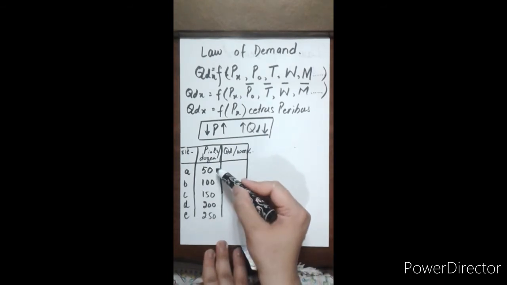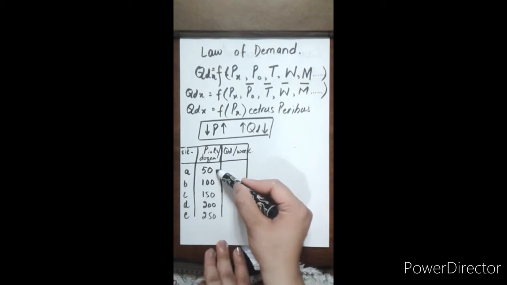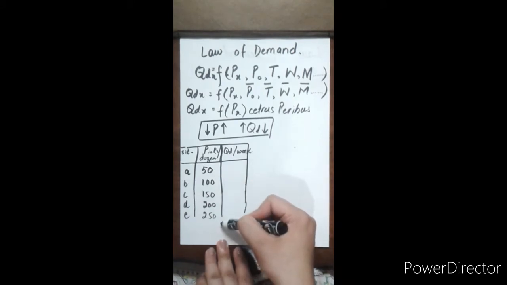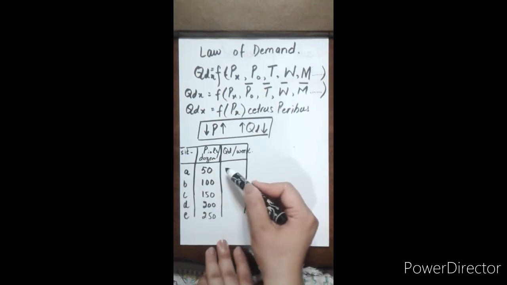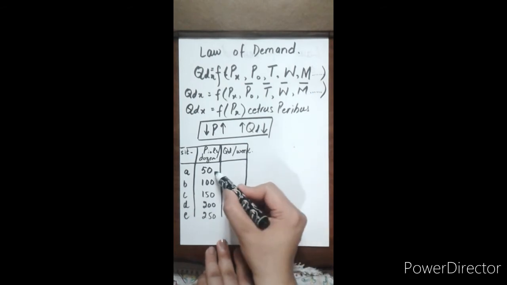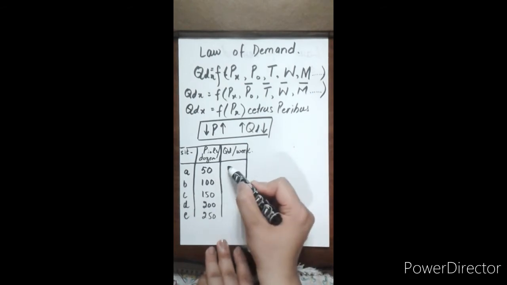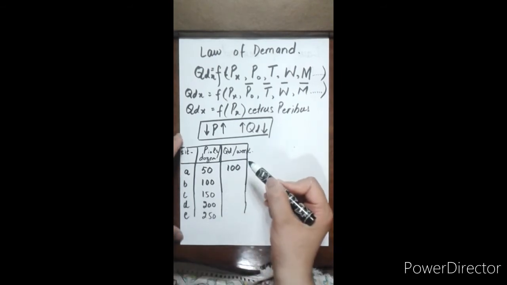Now suppose I am consuming eggs, my behavior is definitely going to change when its price is rupees 50 and when it rises to rupees 250. At lower prices I will tend to buy more, or the whole community, all the consumers, will tend to buy more. So let's say at rupees 50 there were 100 dozen eggs demanded in a particular market.